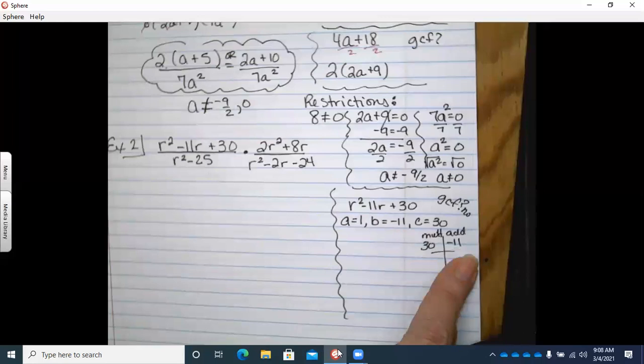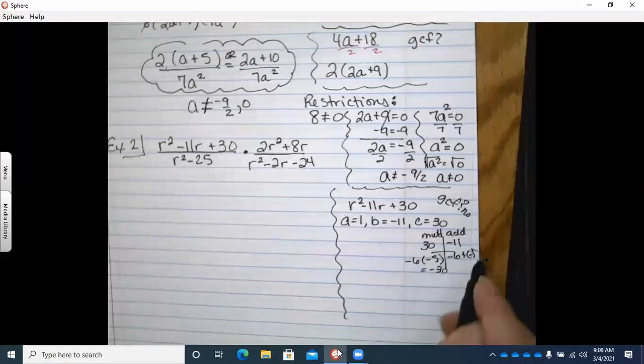So 15 and 2 won't work. What else can I multiply to get 30? All right, 6 times 5 is 30. 6 plus 5 is positive 11. Right, we need it to be negative. So if I do negative 6 times negative 5, I get positive 30. And negative 6 plus negative 5, I get negative 11. So you got to pay attention to your signs.